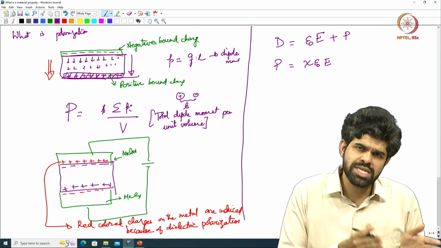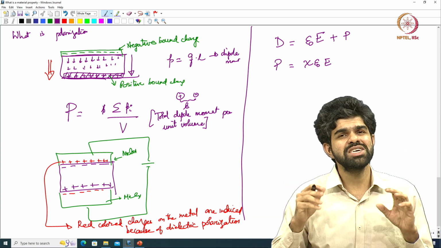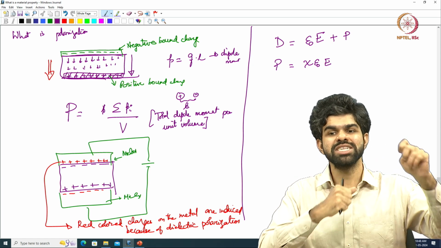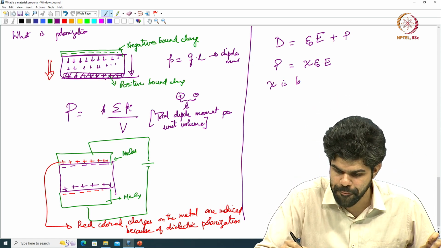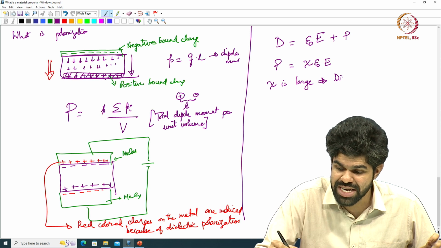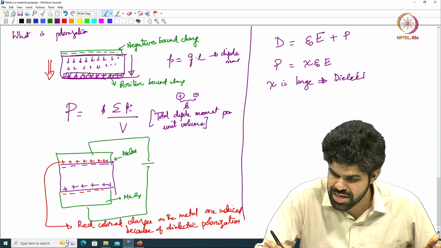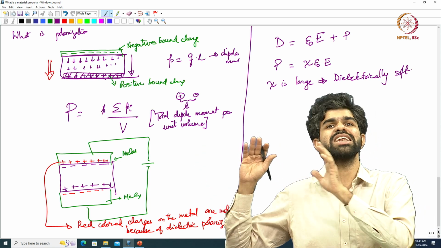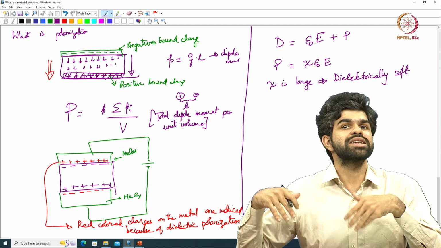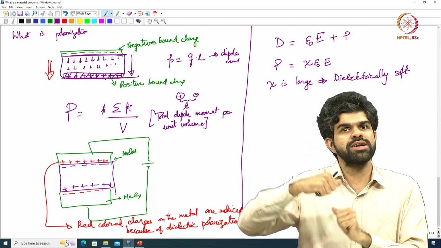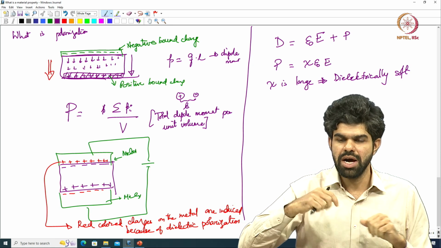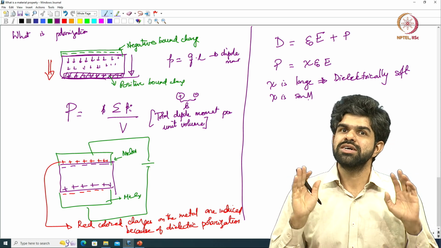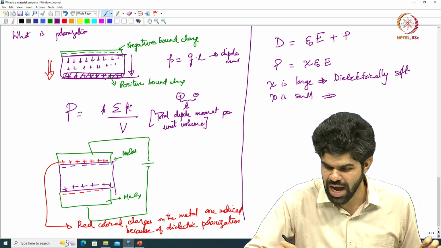Now, if my material is polarization-wise or dielectrically soft, then it will polarize more. That means susceptibility is large, so chi is large, which means my material is a soft material. Soft in the dielectric sense, not mechanically soft, meaning I apply a small field and I can generate large polarizations, or large dipole moments. If chi is small, my material is a tough nut to crack, so it is a dielectrically hard material.